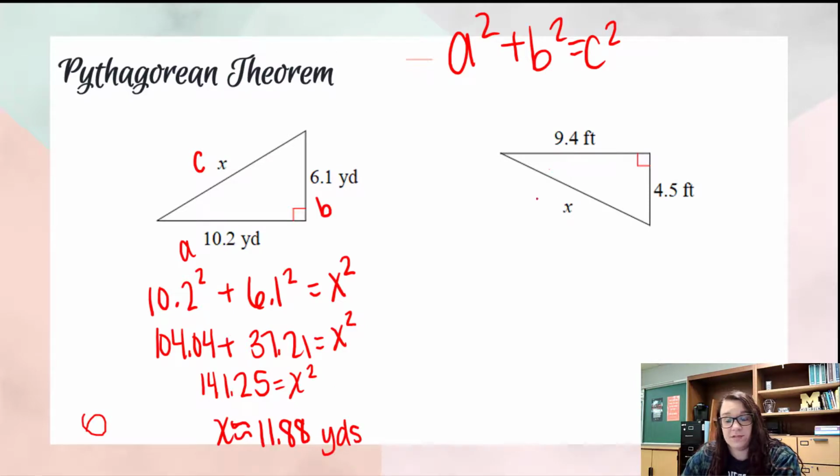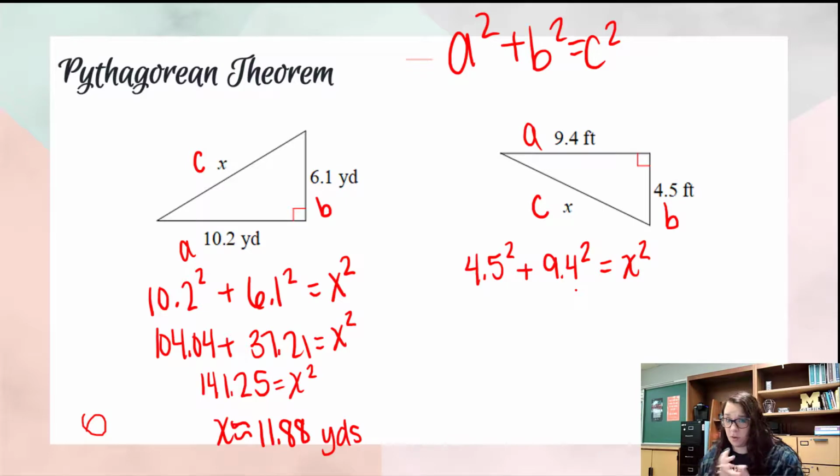Let's try another. So we've got C as our hypotenuse and A and B for the other two sides. So I've got 4.5 squared plus 9.4 squared equals x squared. And now again, you can type these each in your calculator. You probably have one of these calculators, or maybe you have one of these. Doesn't really matter, but you can actually type it all in at once. So I'm going to do that. 4.5 squared plus 9.4 squared like this.